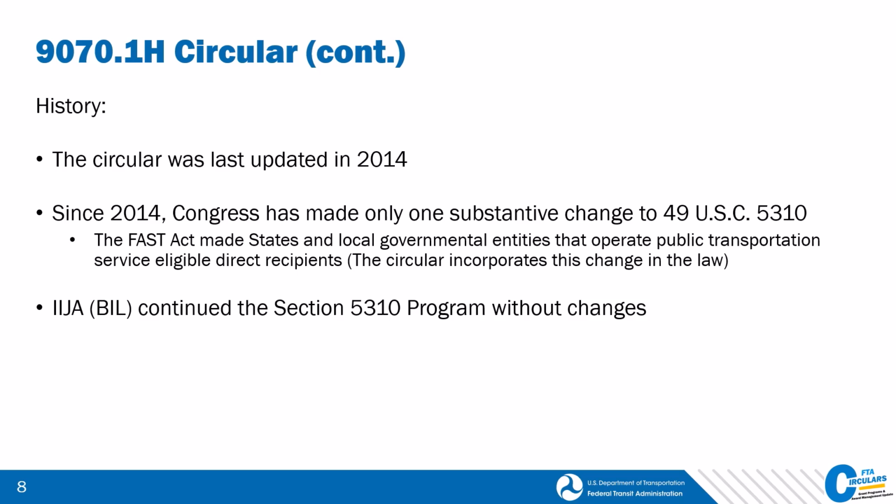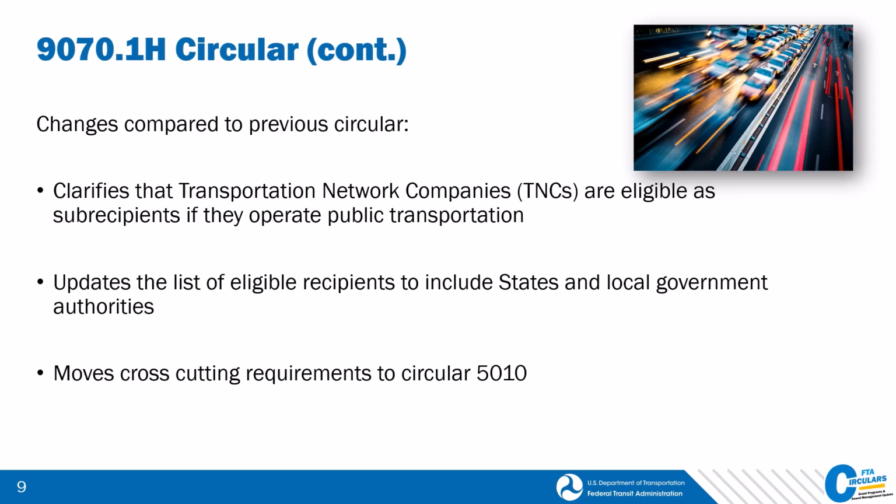Since 2014, Congress has made only one substantive change to 49 U.S. Code 5310. The FAST Act made states and local government entities that operate public transportation service eligible direct recipients, and the circular incorporates this change into the law. IIJA or BIL continued the Section 5310 program without any changes. So compared to the previous circular, here's a few items to note. One, it clarifies that transportation network companies, often called TNCs, are eligible as subrecipients if they operate public transportation.